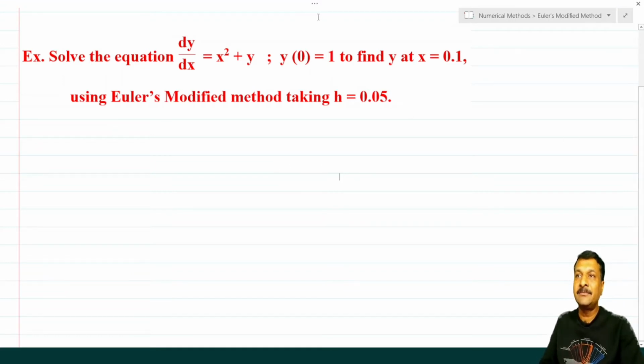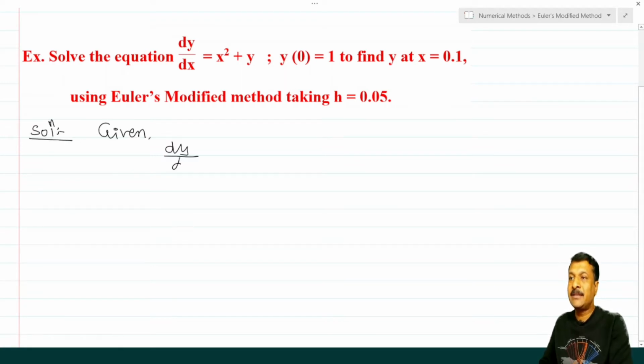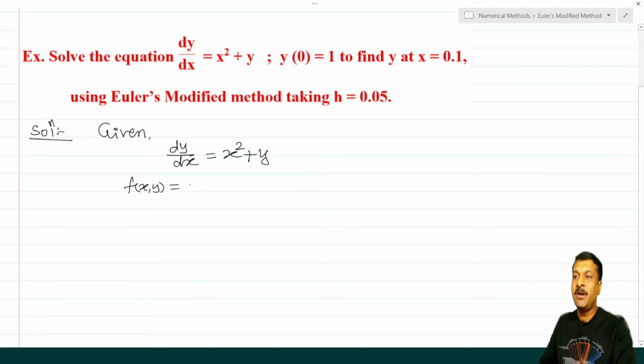Let's see here. Solution. First, what is given? dy by dx equal to x square plus y. So that is our f of x y. What is your f of x y? f of x y equal to x square plus y. Also given y at 0 equal to 1 and h is given as 0.05.